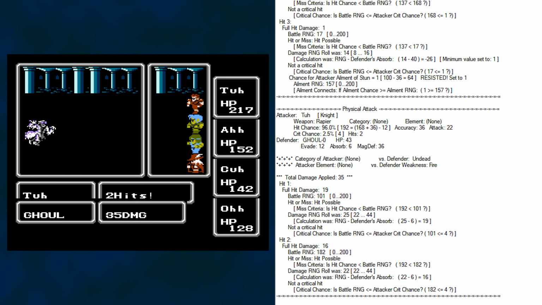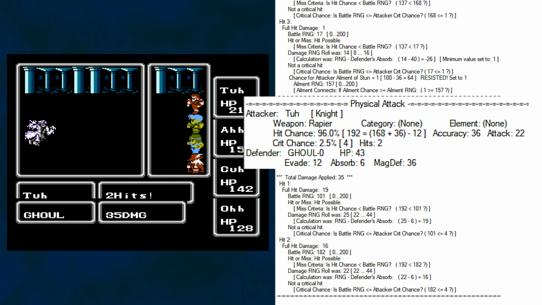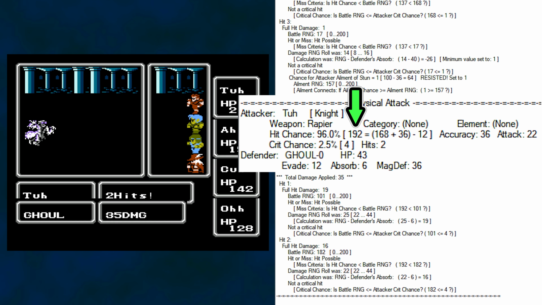Now there is a lot of information here for reference. Let me talk you through the most pertinent stuff. Our calculated hit chance is 192, or 96%. This is the result of a starting chance of 168. This is a flat number used as a starting value for any party member or enemy, plus the knight's current accuracy value of 36, minus the ghoul's evade of 12.